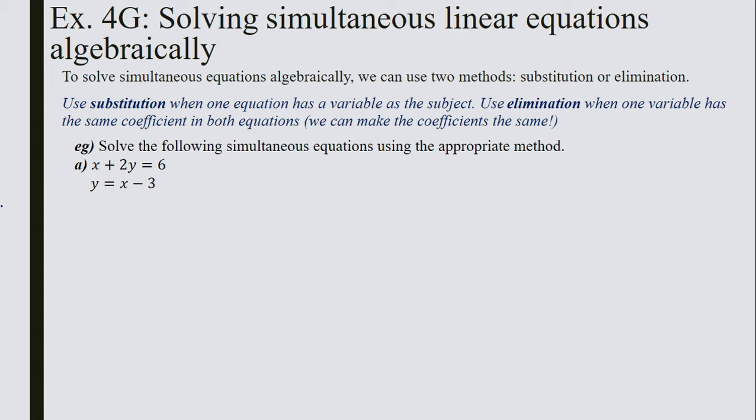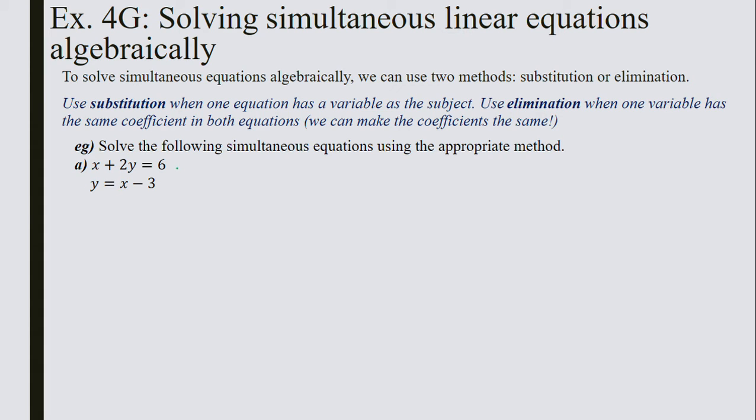So we're solving the following simultaneous equations using an appropriate method. Here we have x plus 2y equals 6 and y equals x take 3. So those are my 2 equations. We are going to first use the substitution method, okay? This is really useful when one equation has one of the variables as a subject, because obviously we have 2 variables, okay? We can't just rearrange one to get a solution. We do need to do a few more steps.